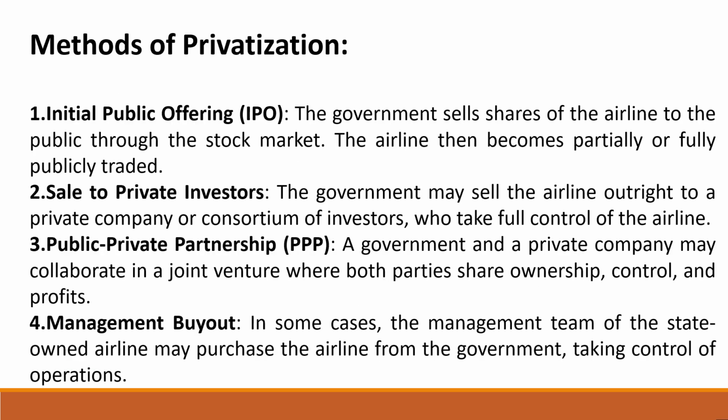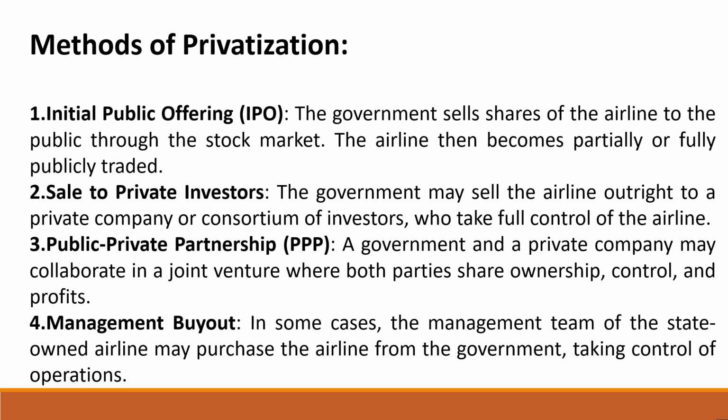Methods of privatization. Initial public offering: the government sells shares of the airline to the public through the stock market. The airline then becomes partially or fully publicly traded. Sale to private investors: the government may sell the airline outright to a private company or consortium of investors who take full control of the airline.